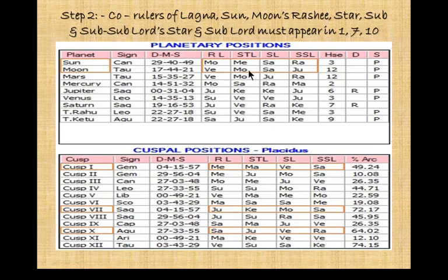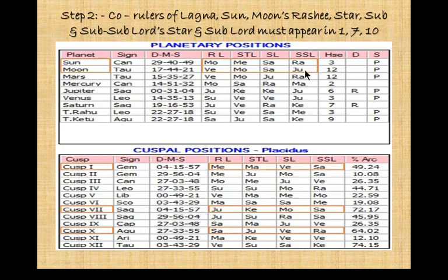Moon was in the star of Moon, and Moon we have studied because Sun was in the Rashi of Moon, so Moon we will not study again. Moon was in the sublord of Saturn. Saturn also we have studied because Sun was also in the sublord of Saturn.